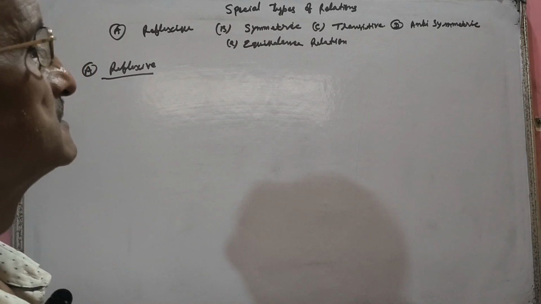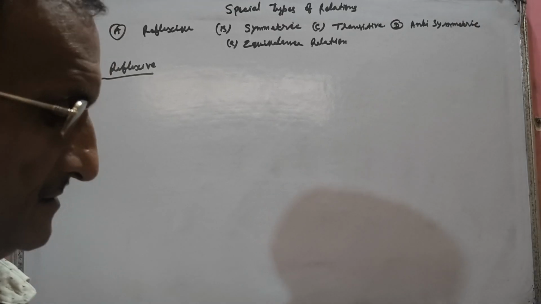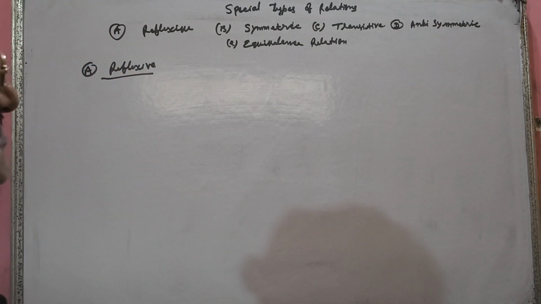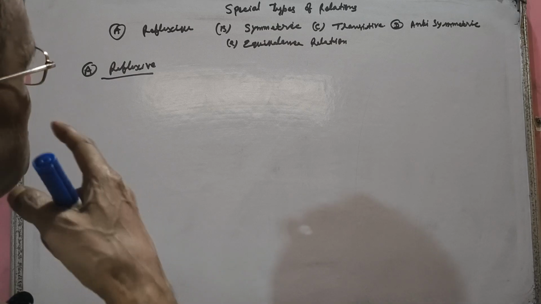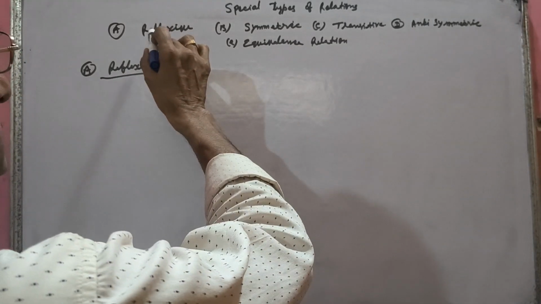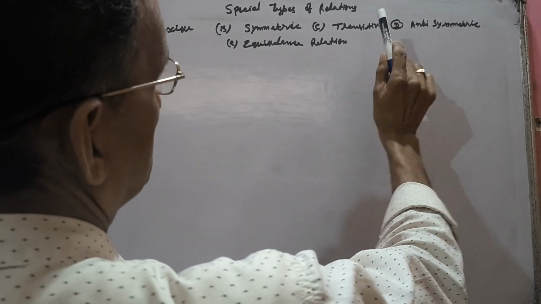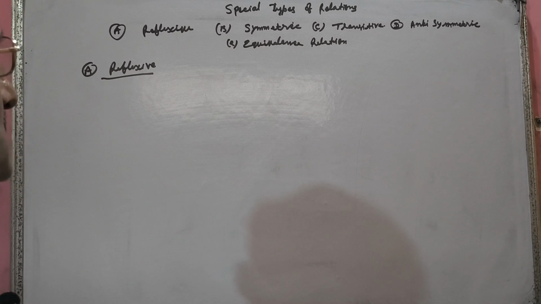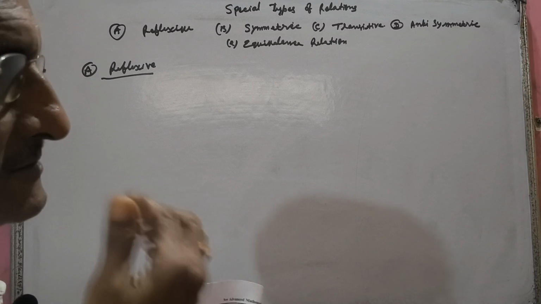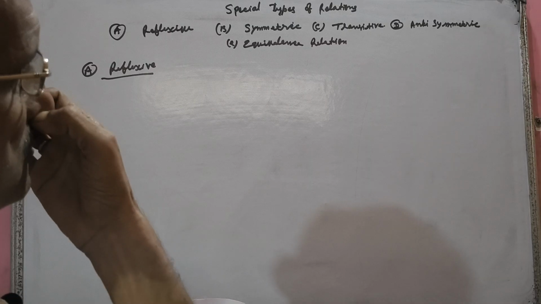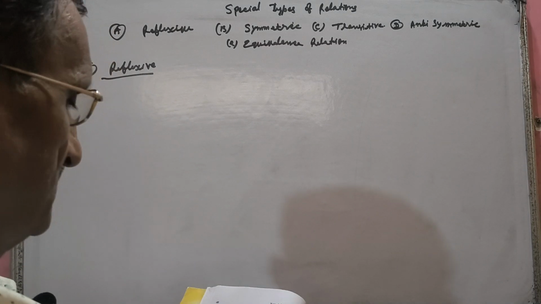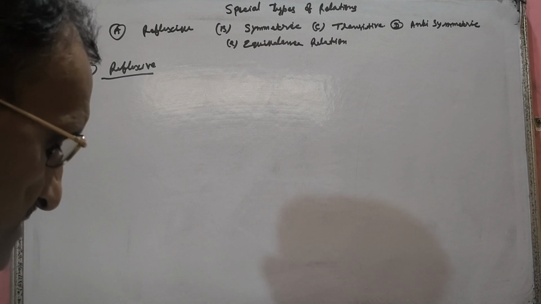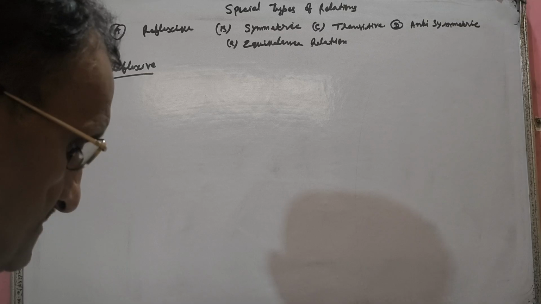If in the previous video we have done exercise 1.3, we take up exercise 1.4. So some special types of relations we will discuss with you. They are reflexive, symmetric, transitive, antisymmetric and equivalence relation. We will start with the reflexive relation. If this concept is clear, you can do exercise 1.4 very clearly. So try to understand it. First we will discuss the reflexive relation.